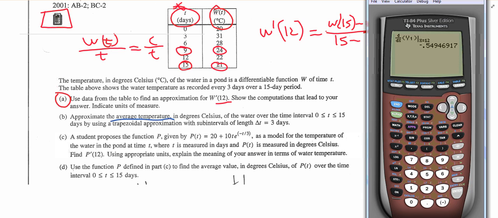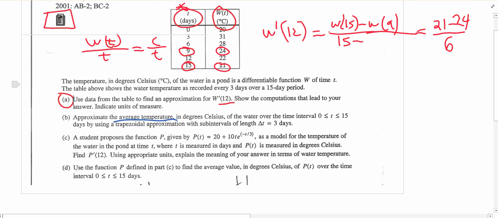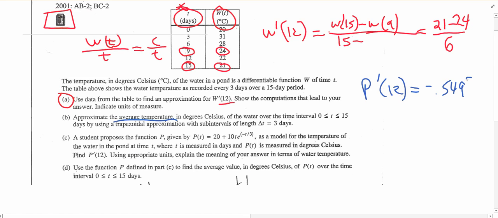So let's go ahead and write down what we have. We have P prime at 12 is equal to negative 0.549 degrees Celsius per day, and the meaning of that is it approximates the temperature drop per day at 12 days. So I think that's probably about all you need to say about that part.